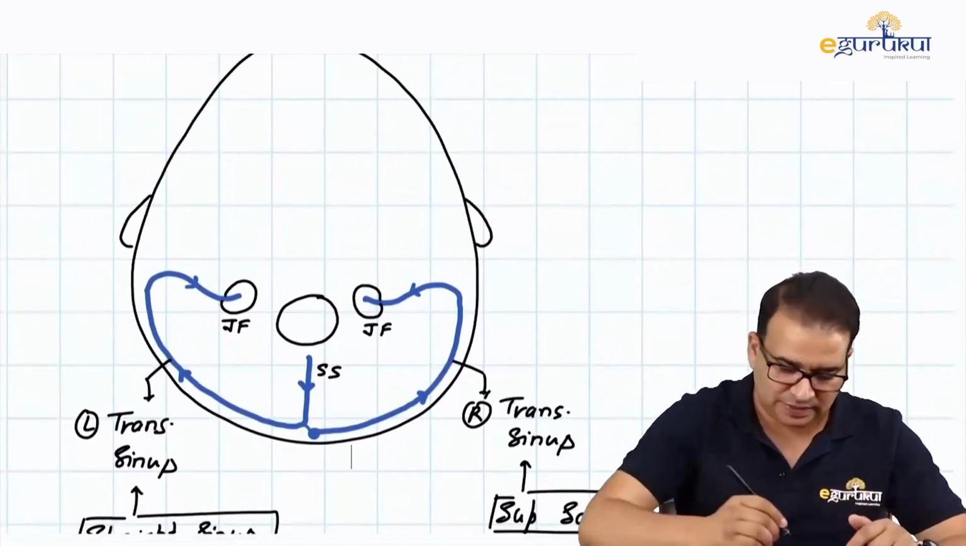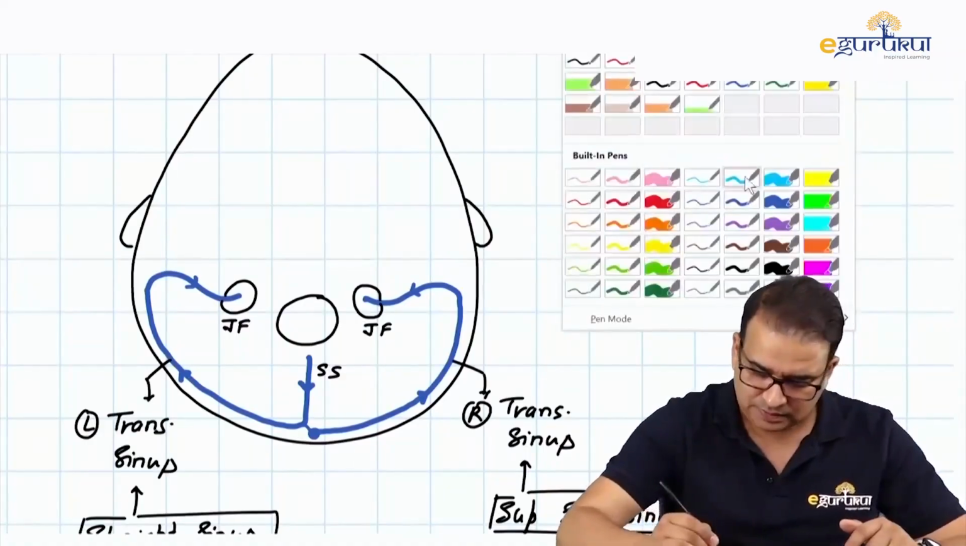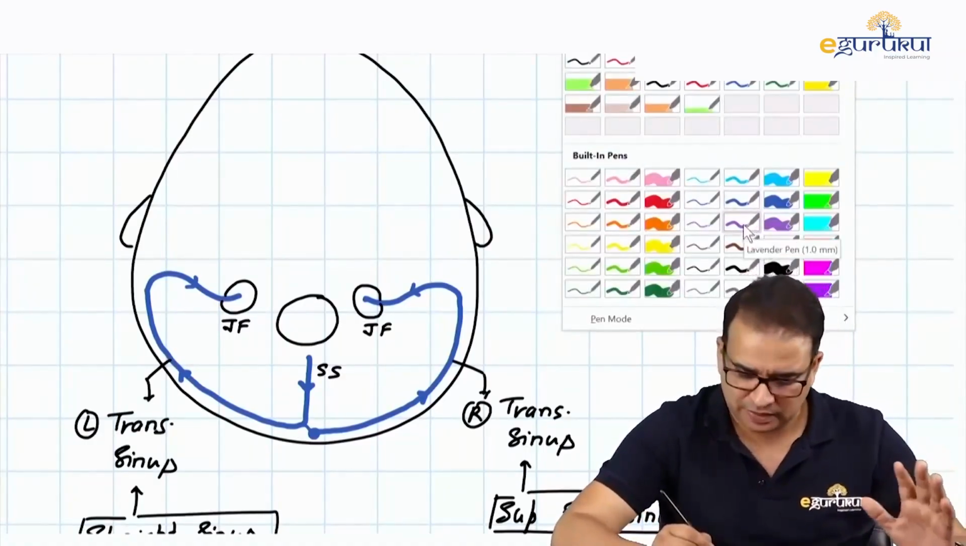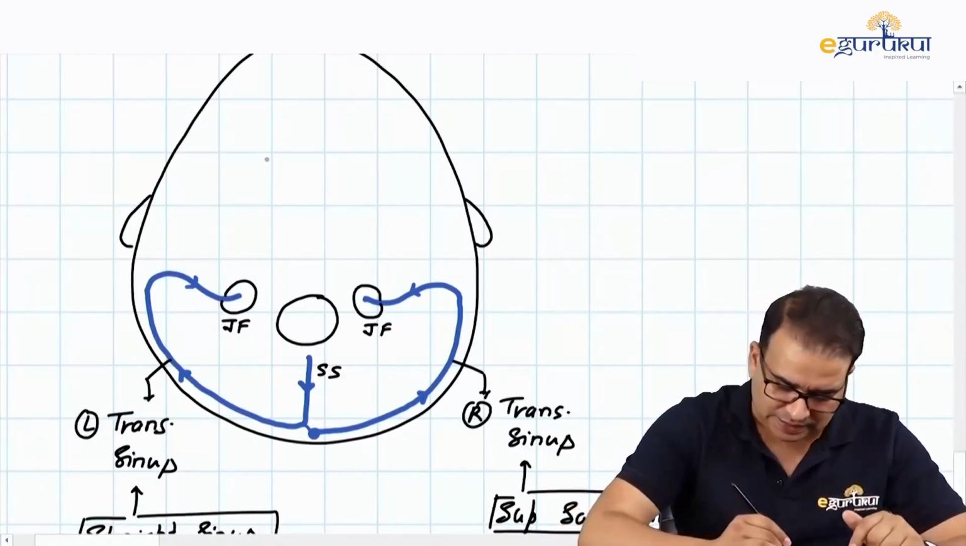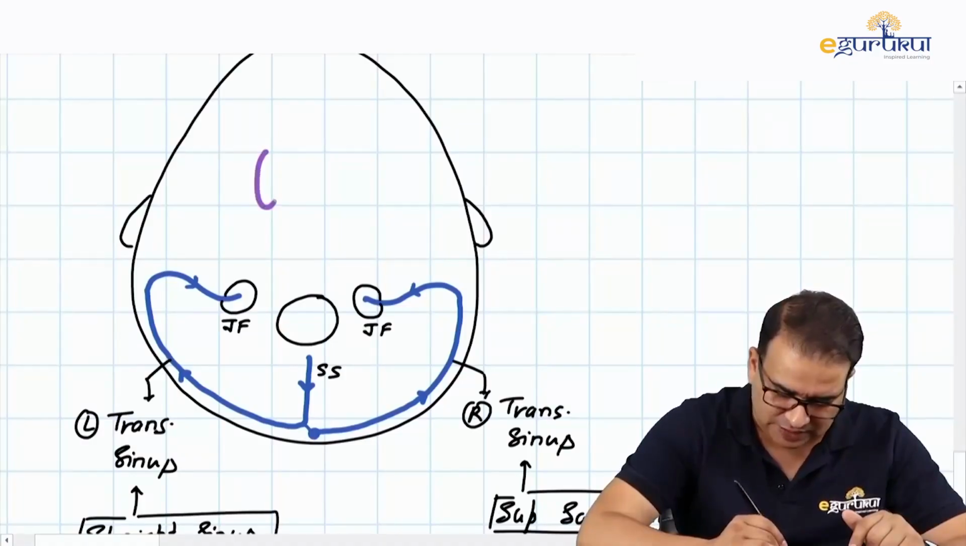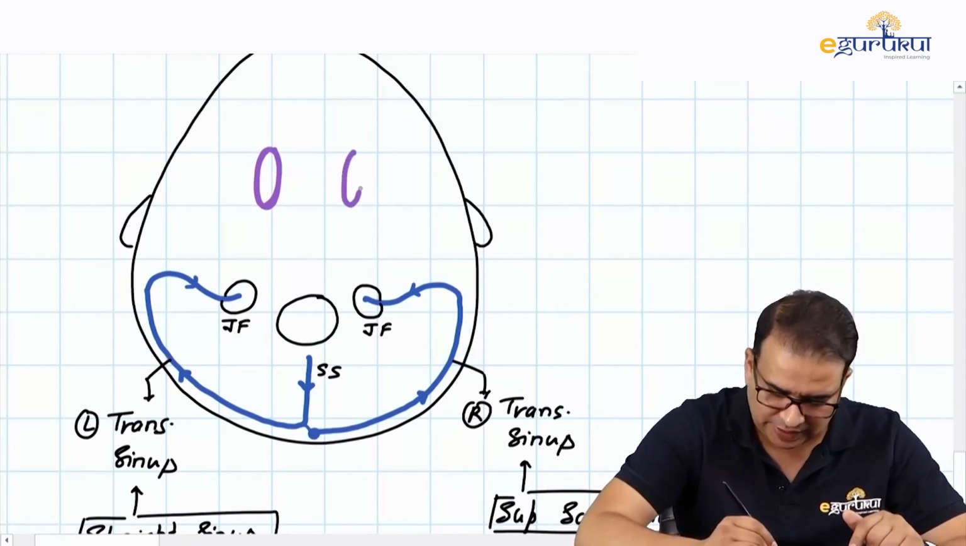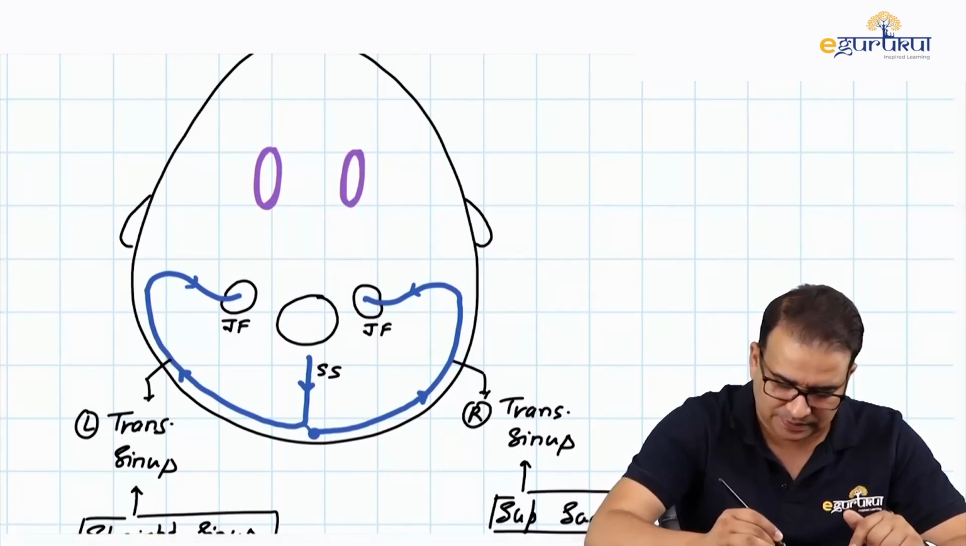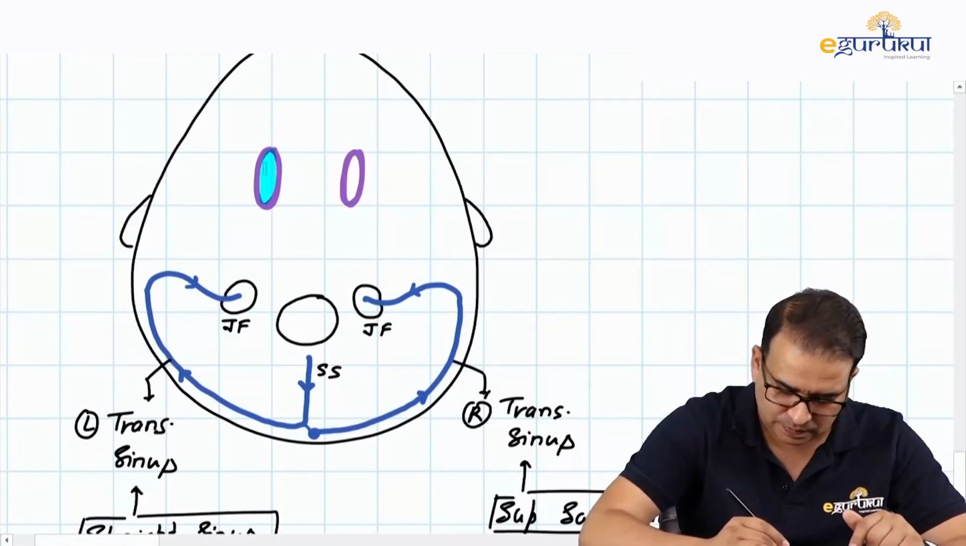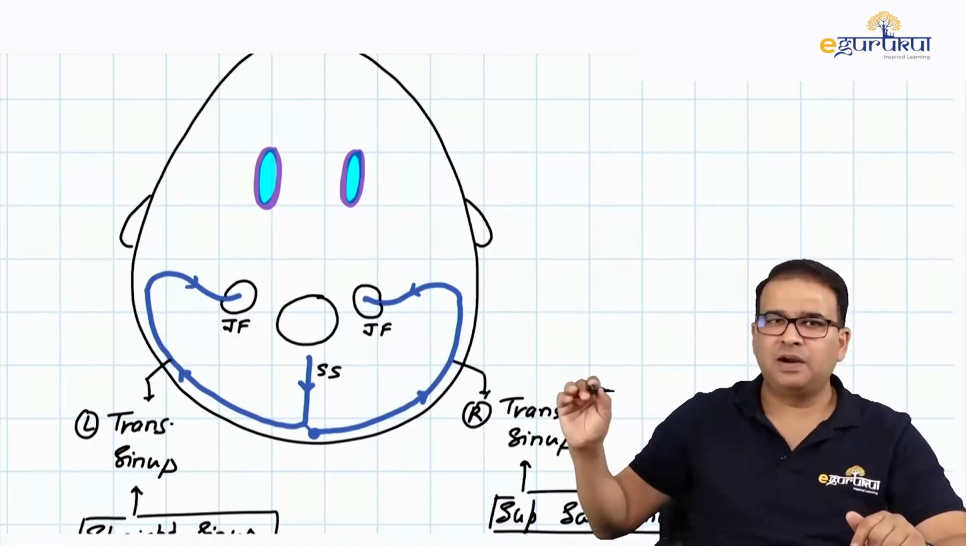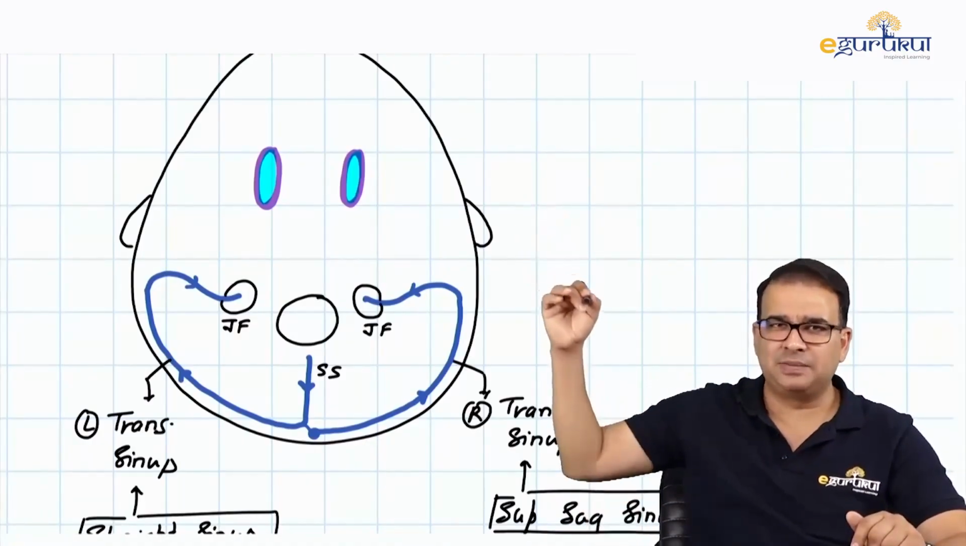So let's say somewhere here is the middle cranial fossa, just using a different color so that it's easy for us to identify. That's a cavernous sinus present on the left side. And here is the cavernous sinus present on the right side. So we are looking at the two cavernous sinuses here. The largest sinus.